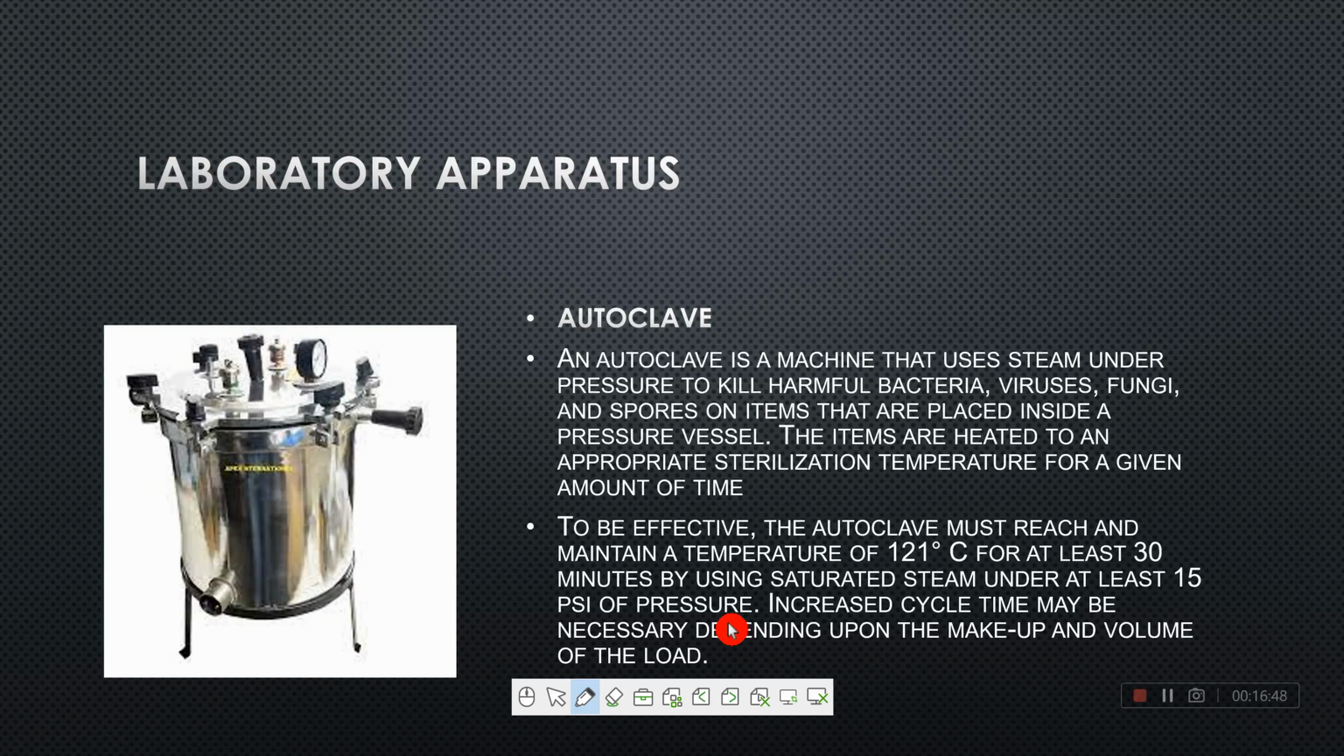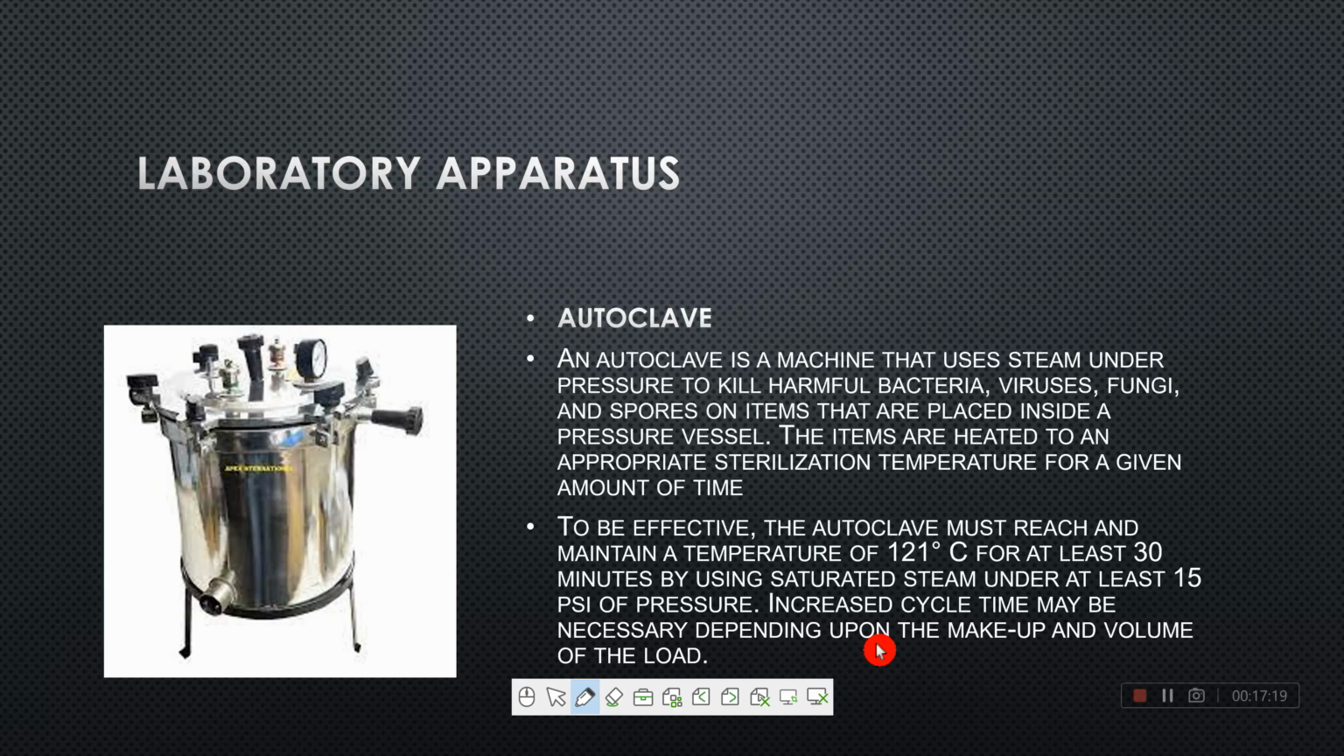Next one is the autoclave. As I told you, there are two types of sterilization performed in the laboratory. The first one is dry heat sterilization and the second one is moist heat sterilization. For culture media we cannot use a hot air oven because it will burn the media, resulting in denaturation of the media. So for materials which cannot be sterilized with a hot air oven, we use an autoclave.